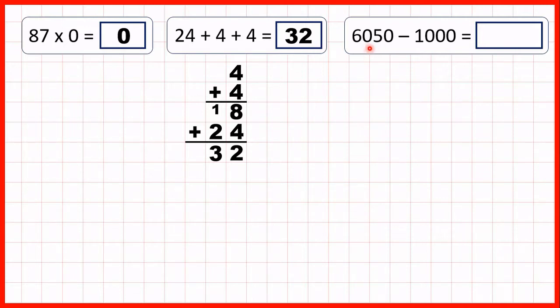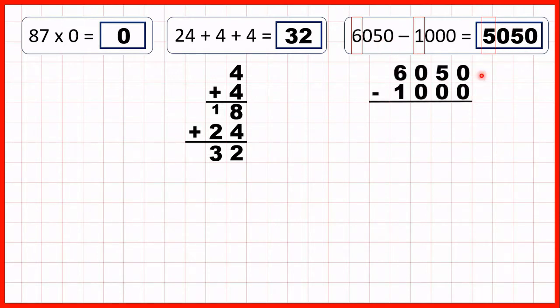Now, 6,050 minus 1,000. Our answer is 5,050 because we start with 6 thousands, we're taking 1,000 away, so in our answer we have 5 thousands and all the other digits stay the same.